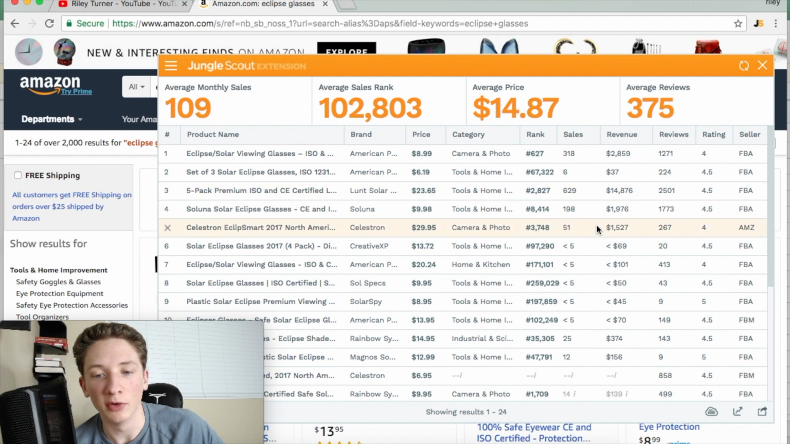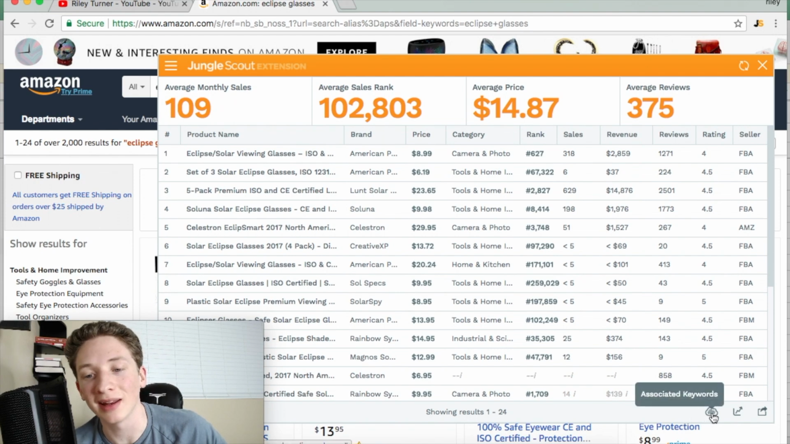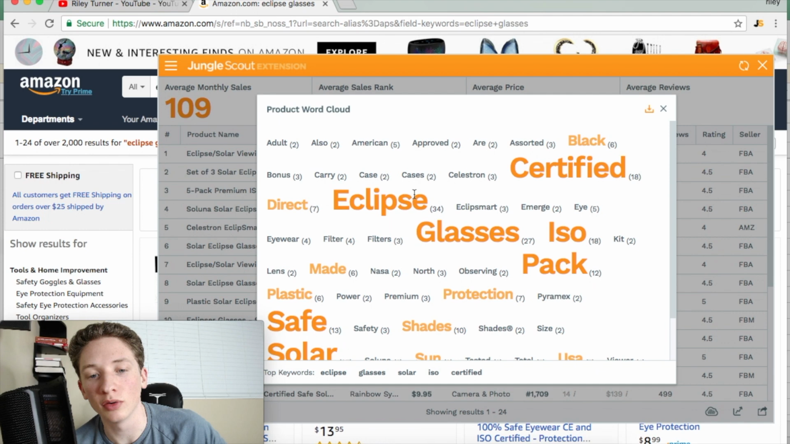So one more thing, I moved myself because in the bottom right corner there are a few more tools for us to use, and that is we can check out the associated keywords. So if we click on that, it's going to show you the main words that are getting typed in to actually search for this product. So we see eclipse, glasses, certified, safe, solar, shades, and then it says the number of searches next to it. So that is also something that we can definitely use to make sure that we are searching for the broadest keywords, or we can use these in our keywords when we're actually making our own listing. And then you can see some of the top keywords down here.